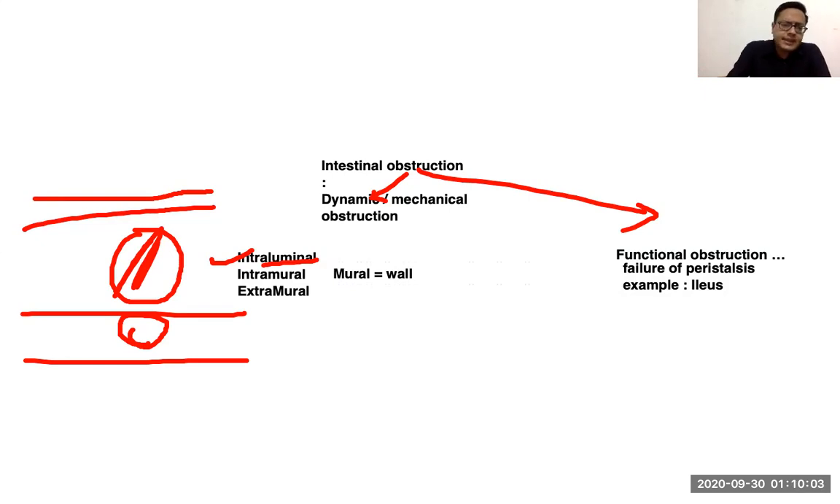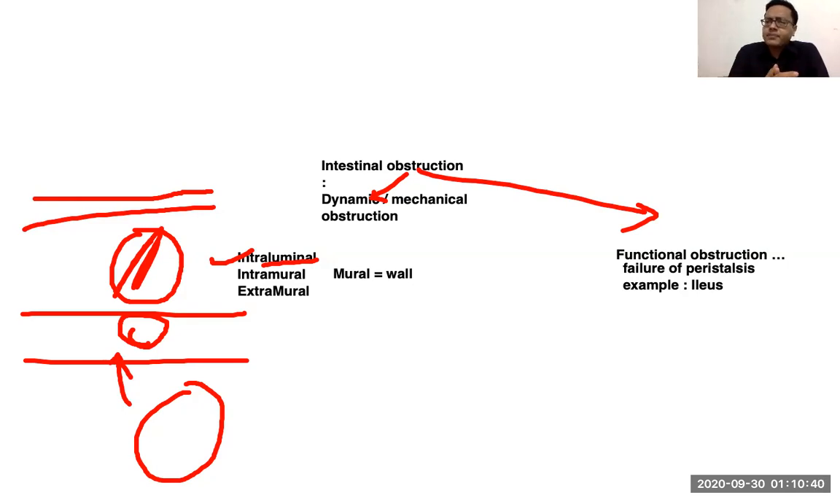Extramural means outside of the wall, outside of the lumen. So something which is causing obstruction from the outside, compressing part of the intestine segment and causing obstruction. So in simple words, I am again repeating what I told: intestinal obstruction is a condition where there is impairment or obstruction or impediment in the flow of the intraluminal contents.